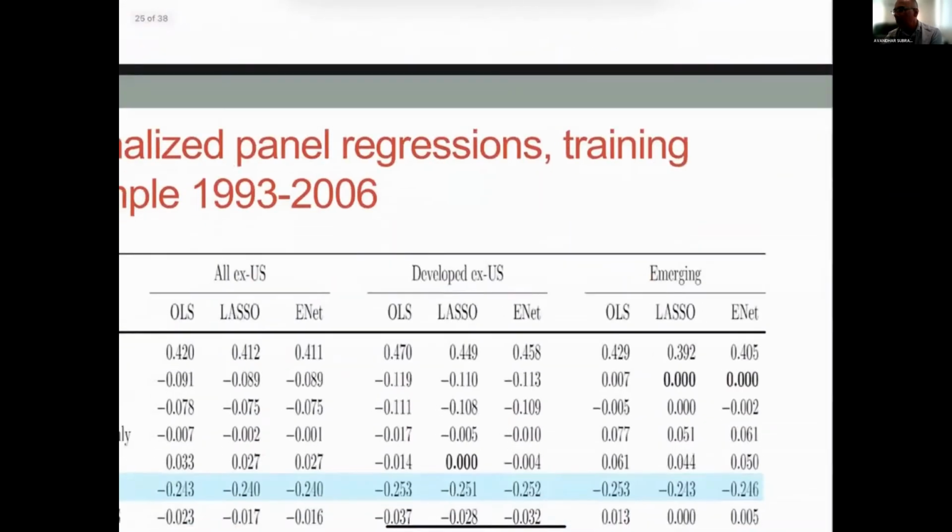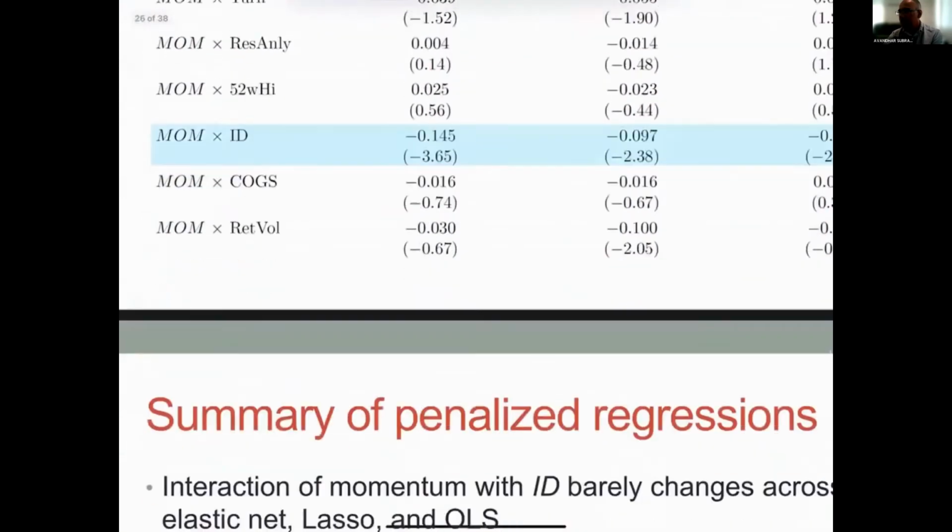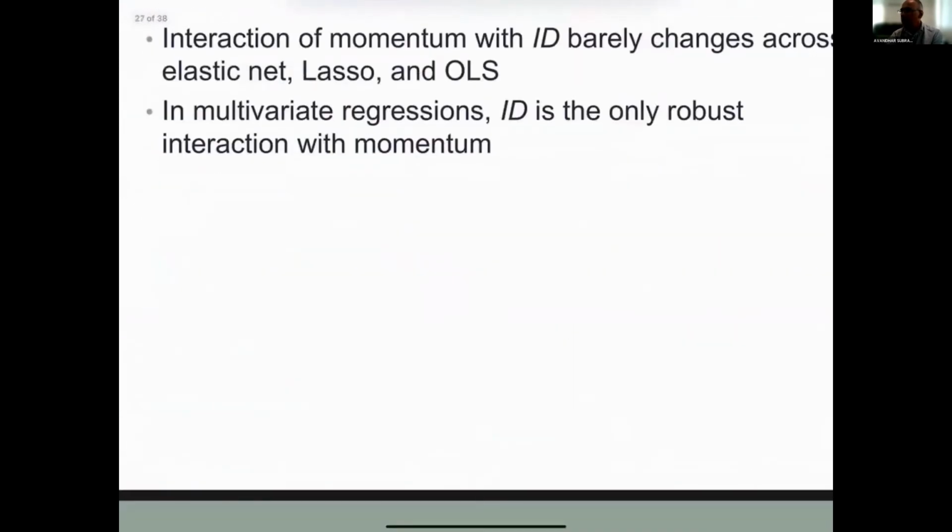So as you know, in lasso, some variables can be totally discarded, thrown out. But when you actually do the lasso or the elastic net and compare it to OLS, particularly for the ID variable, the coefficient estimate barely changes, right? Which means that it's not a redundant variable, it's a fairly stable variable. And that's all I wanted to point out there, right? You can see that the coefficient is fairly stable and clearly it doesn't get thrown out. So for lasso, elastic net, everything. And so in multivariate regressions, ID is the only robust interaction with momentum.